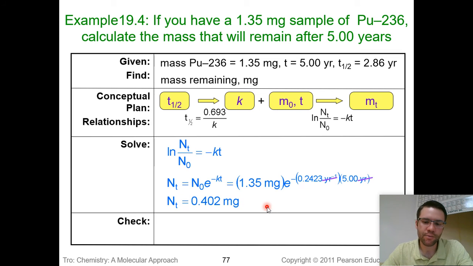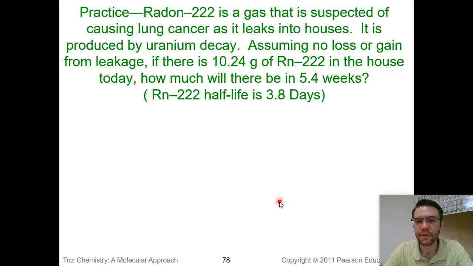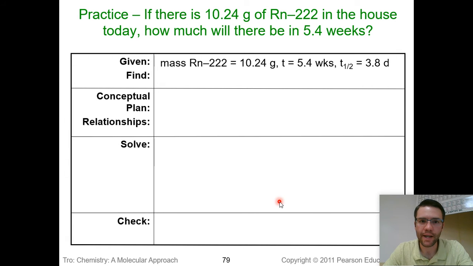And that's a reasonable amount. The units are correct, they match, and they cancel each other. And it makes sense: if you divide this by 2 twice, it's going to be something less than that. Okay, hope that helps. If you want to do another one, you could try to solve this one and pause the video. And I'll just walk you through it real quick.